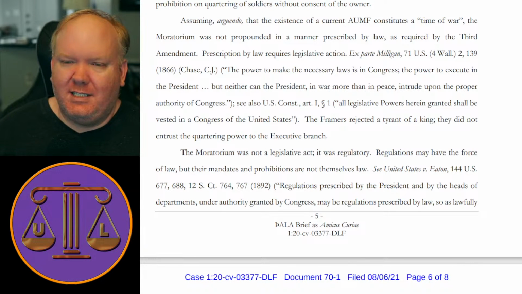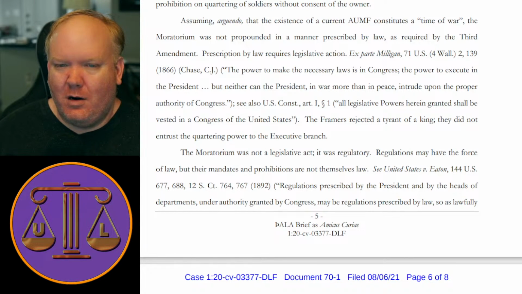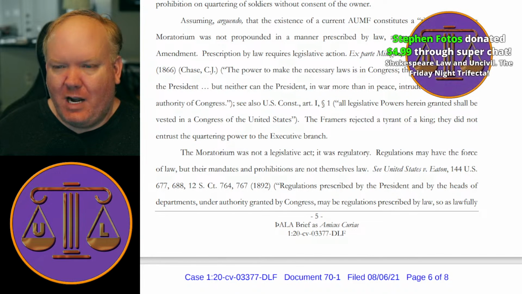Assuming arguendo, the existence of an authorization of force constitutes a time of war. The moratorium was not propounded in a manner prescribed by law.